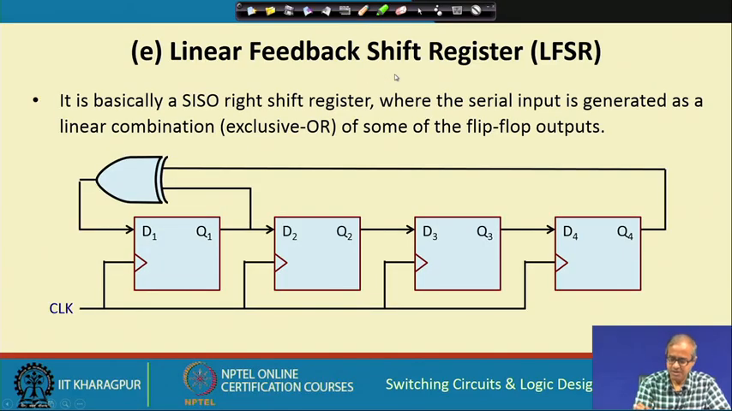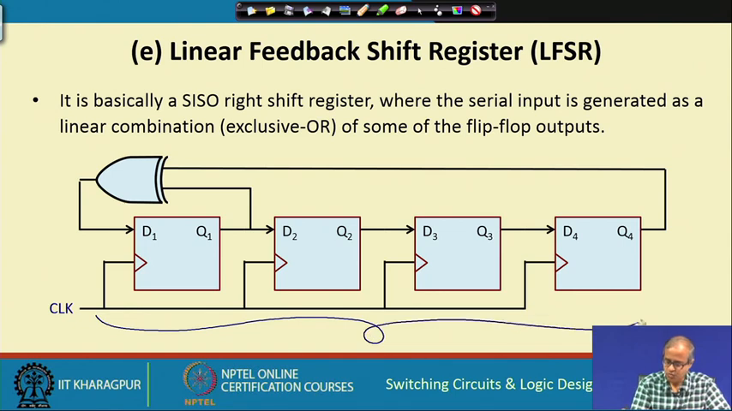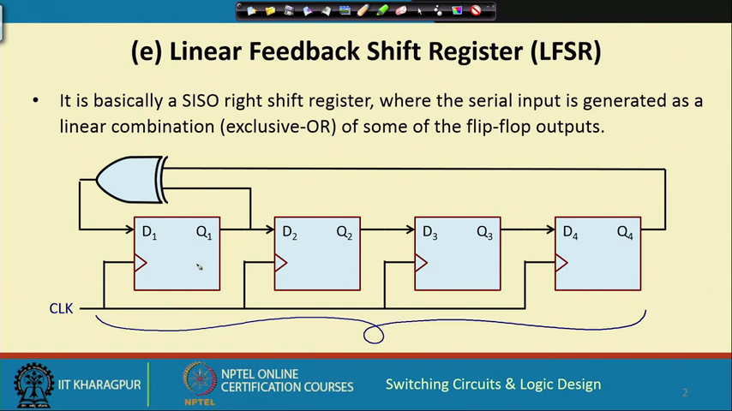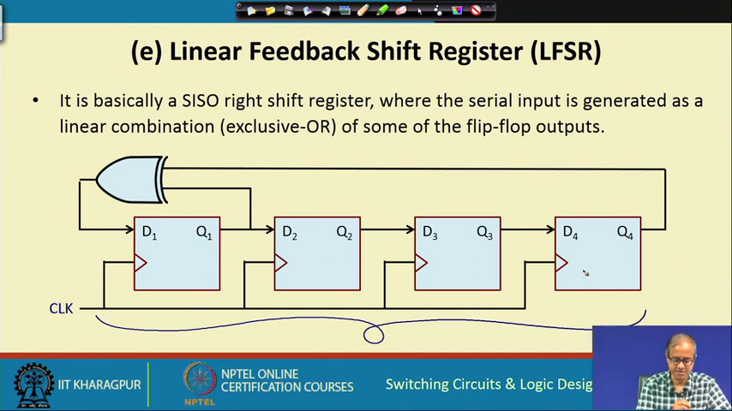Linear feedback shift register, pictorially it looks like this. If you look into this, there is one part of it which looks like a conventional shift register. You forget the XOR gate for the time being, the 4 D flip flops connected in chain, in cascade. This looks like a normal right shift register, right? And we call it a linear feedback shift register. Now, I am not going into the formal definition of linearity, but it would suffice if you remember that this exclusive OR function is linear.